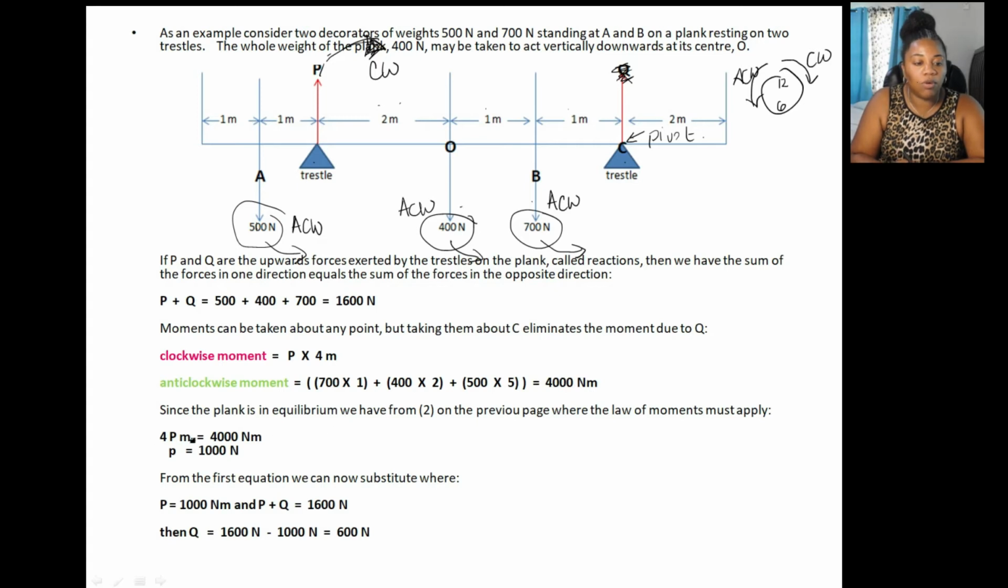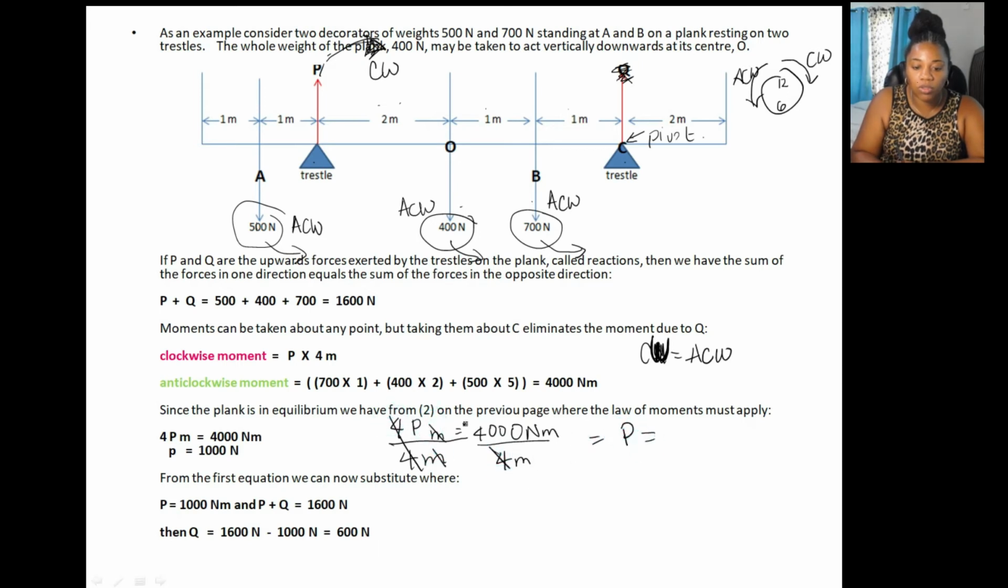Once we have that, we can say 4P, in newton meters, equal to 4,000. Remember, our clockwise moments will be equal to our anti-clockwise moments. So once you have this, you can work it out. 4P equal to 4,000, divided by 4 meters over 4 meters. So that would be P equal to 1,000 newtons. And we have 1,000 newtons right there.